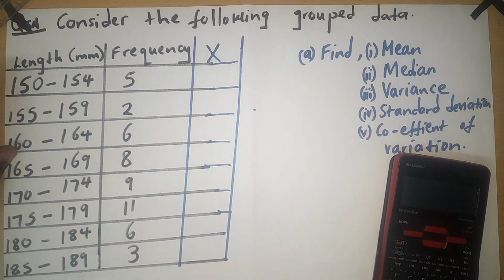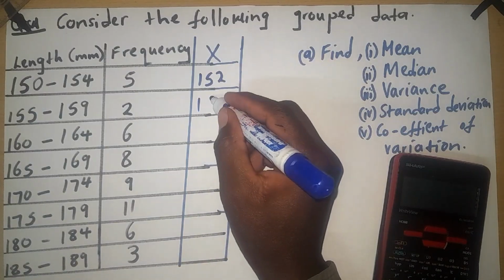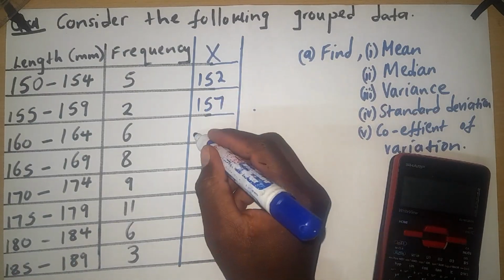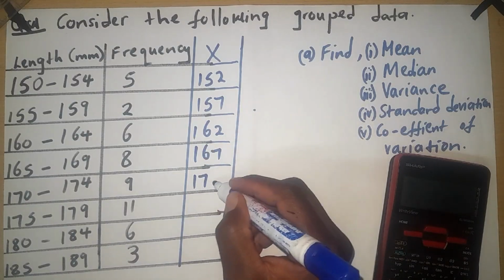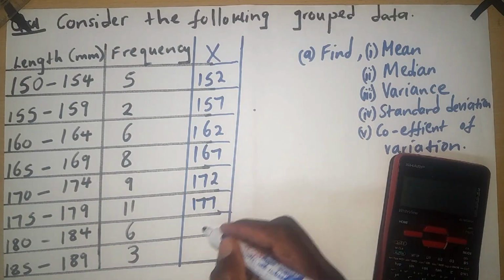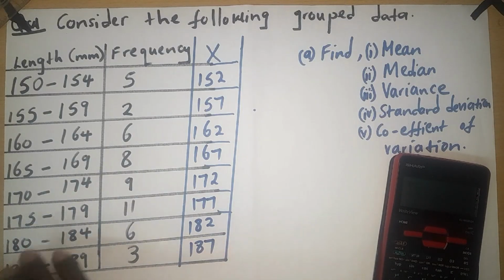The midpoint for the first class interval is 150 plus 154 divided by 2, which is 152. The second is 157. Then we have 162, 167, 172, 177, 182, 187. So these are the midpoints corresponding to their classes.